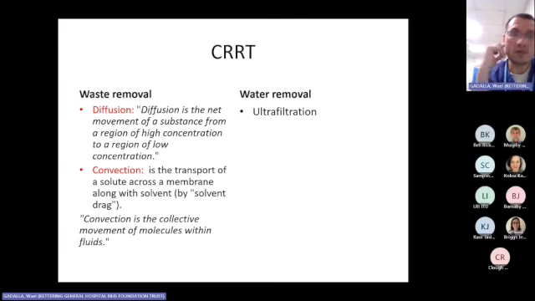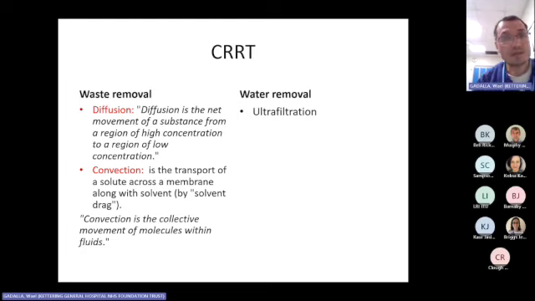So these are the concepts of renal replacement therapy or continuous renal replacement therapy: waste removal and water removal. Waste removal by diffusion means that the waste is being moved from an area of high concentration to an area of low concentration.